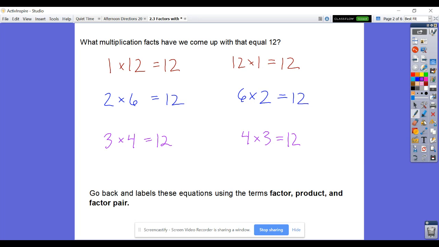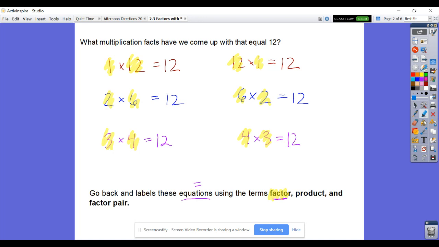Now let's go back and label these equations. Remember, they have an equal sign, so these are equations, using the terms factor, product, and factor pair. So the factors in a multiplication problem are the numbers being multiplied. Let's go ahead. We'll highlight all our factors yellow. So the numbers being multiplied are the factors, right? These are all factors because they're being multiplied to equal 12.